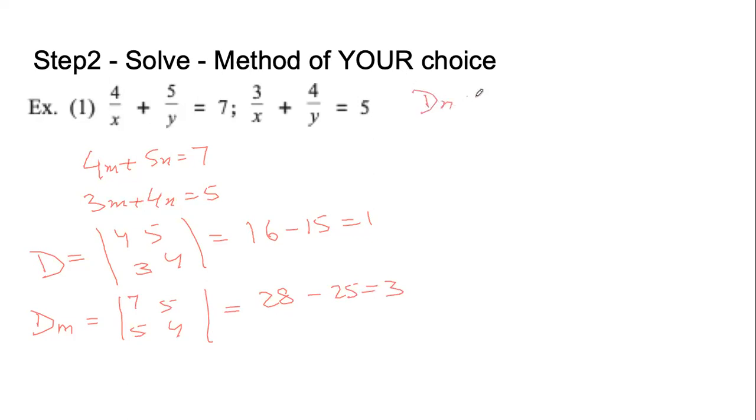Third determinant, Dn. Instead of 5 and 4, we will have 7 and 5, with 4 and 3. 4 into 5 is 20, 7 into 3 is 21, so we have minus 1. Quickly check if I've written it right or wrong. Tell me if you agree with this or not.